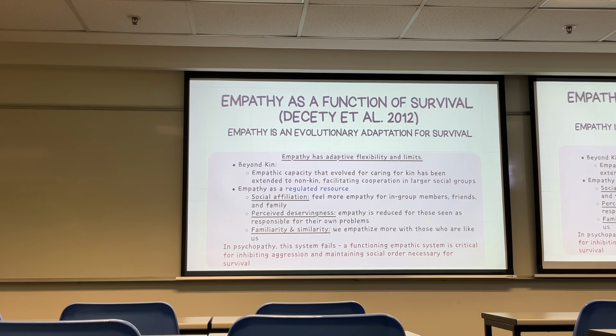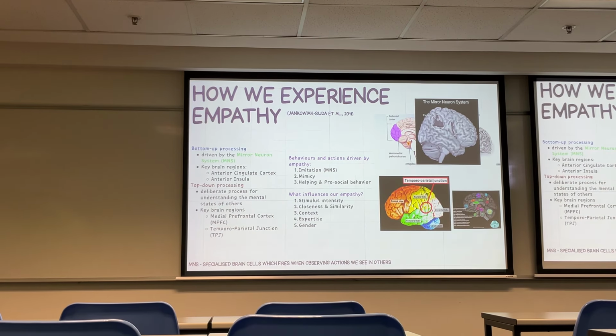We feel empathy more or less in different situations: more for in-group members, less for those we perceive are responsible for their plights, and more for those we believe are like us. However, the system fails in psychopaths. A functioning empathic system is critical for inhibiting aggression and maintaining social order. How do we experience empathy?